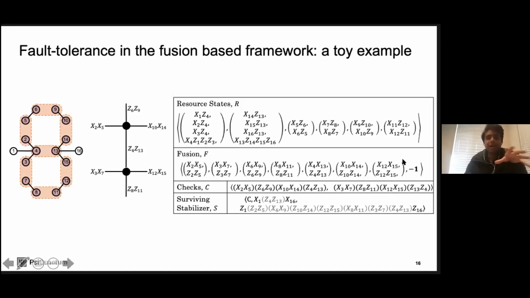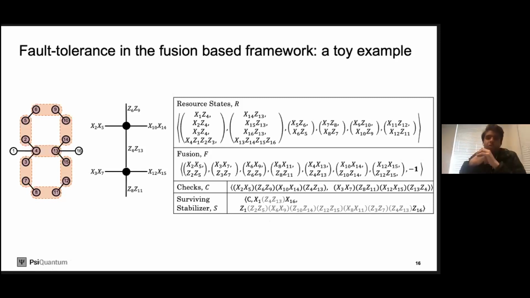So this was just a toy example. It illustrates how checks and surviving stabilizers emerge from a fusion network. But this is not a completely fault-tolerant fusion network, because although I have some checks, not every measurement in this particular fusion network is part of a check. For example, I have this measurement Z2, Z5, which I need to get this particular correlation, but it's not a part of any check in my fusion network. And therefore, a single error on this could mess up my logical correlation and give me a logical error in this particular fusion network.